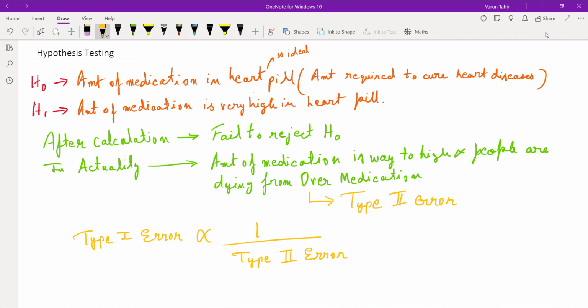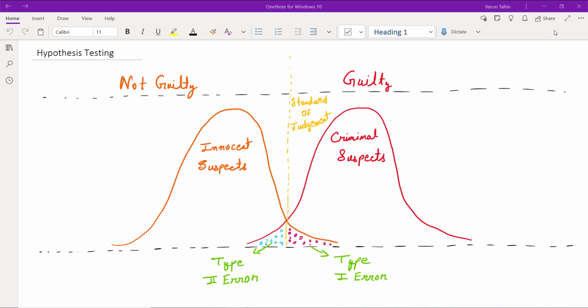Now in order to have both type 1 and type 2 error in data, we will have to take two large data. Okay, and the power of hypothesis testing becomes 1 minus beta, where beta is the type 2 error. Now we can demonstrate this kind of a situation with the help of a graph.